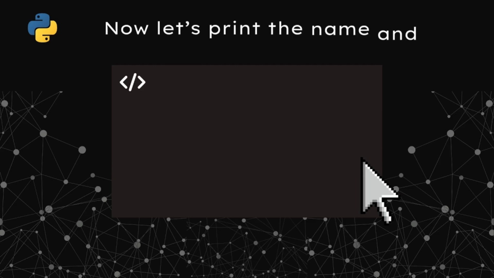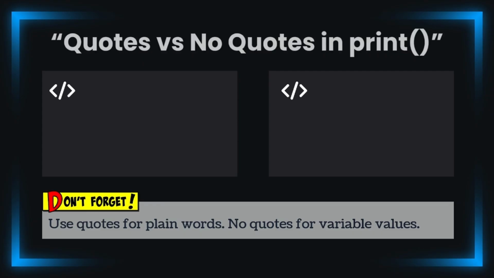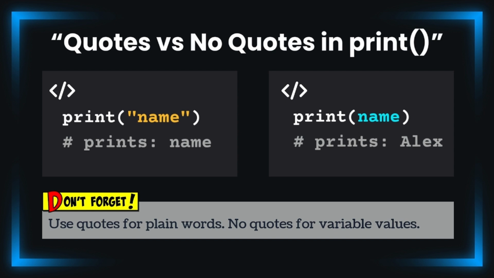Now, let's print the name and score. You might be thinking, wait, shouldn't name have quotes here too? Good question, and here's the rule. You use quotes only when you want to print text. You don't use quotes when you want to print a variable's value. So, take a look at these codes. See the difference? One prints a word name and the other prints a value of the variable name. So, if you're telling Python, hey, show me what's inside this box, you use a variable without quotes.